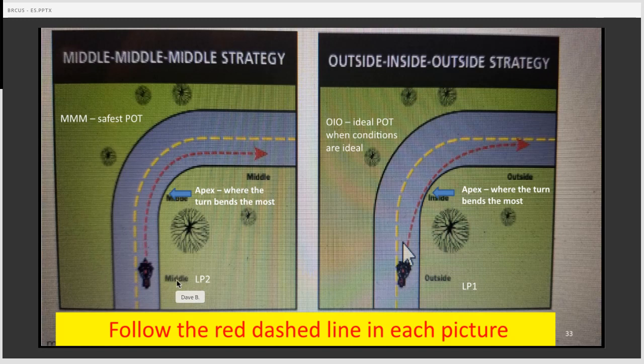As you approach the turn, your approach speed or your entrance, you've got three positions you can be in. You can be in LP1, LP2, or LP3. So you can be in the left, center, or right as you approach. And again, when you get to the apex, where the turn bends the most, you can be in the left, center, or right. So you've got three choices there. And when you pass the apex, again, you have the choice to be in the left, center, or right. So it's three over here, three over here, three over here.